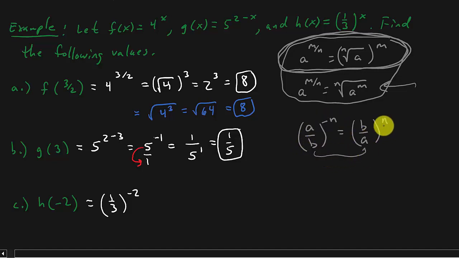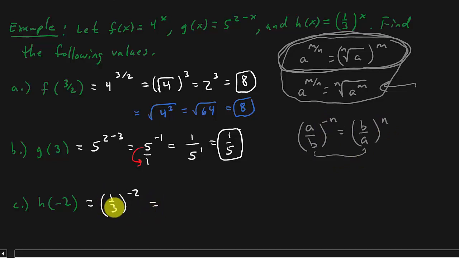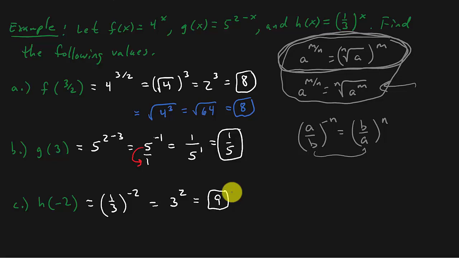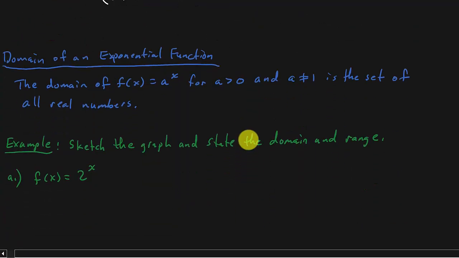It changes the sign of the exponent. So if I take the reciprocal of 1/3, that's 3. And then I change the sign of the exponent, so that would be +2, and that would just give me 9. All right. So that's just a quick review on how to evaluate functions.